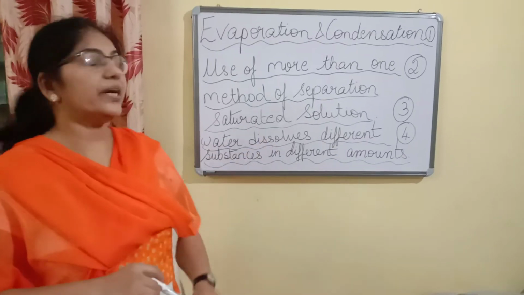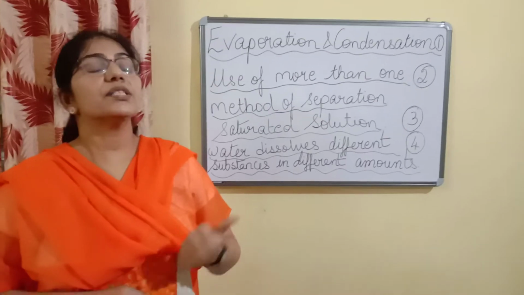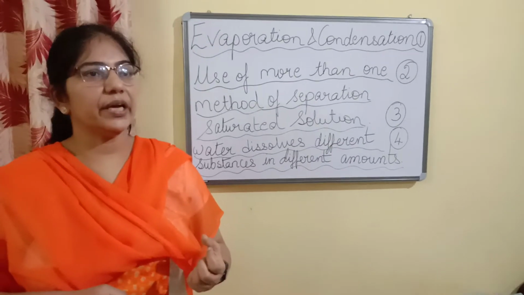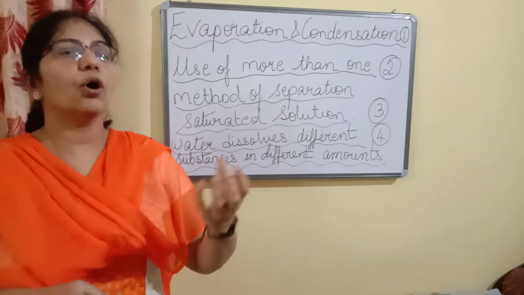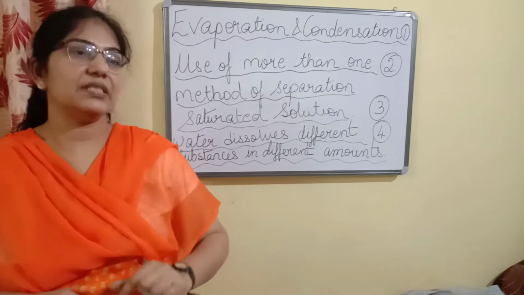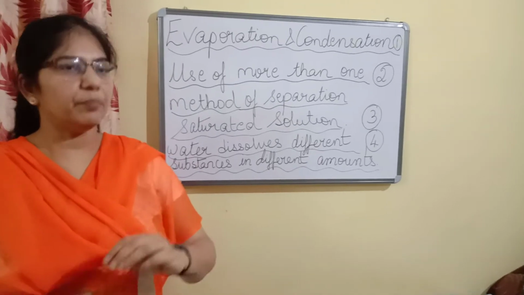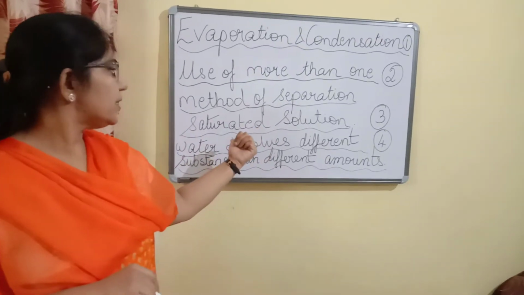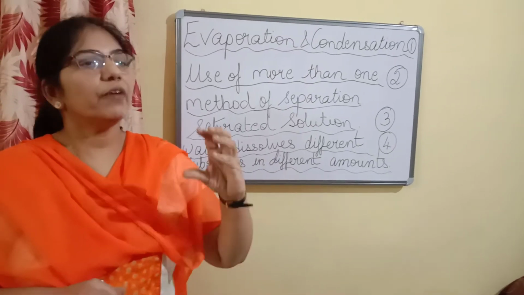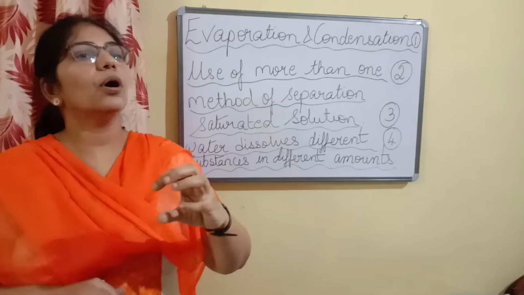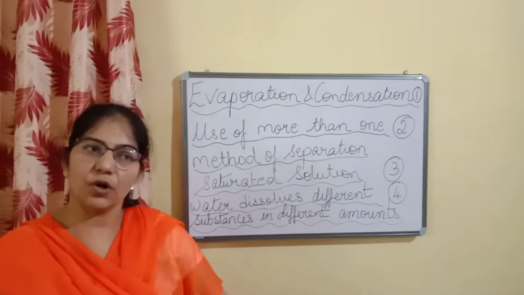Next is saturated solution, children. What is a saturated solution? A solution is said to be saturated when no more amount of solute, or no more amount of that substance, can be dissolved in it. I will explain it to you with the help of an example. What is a saturated solution, children? A solution is said to be saturated when no more amount of that solute or substance can be dissolved in it.